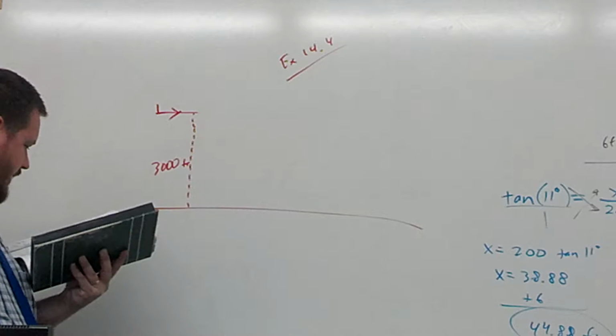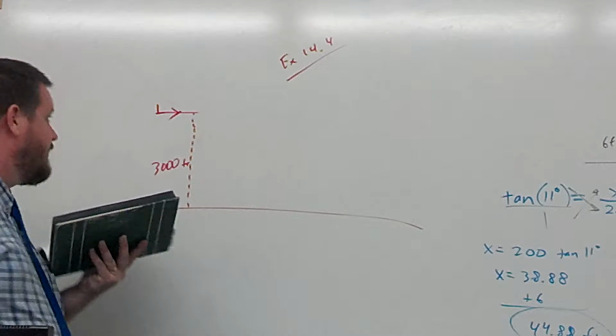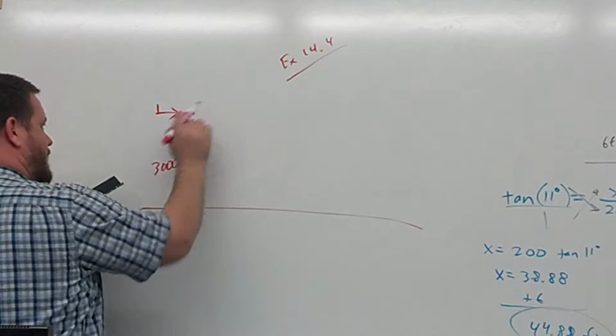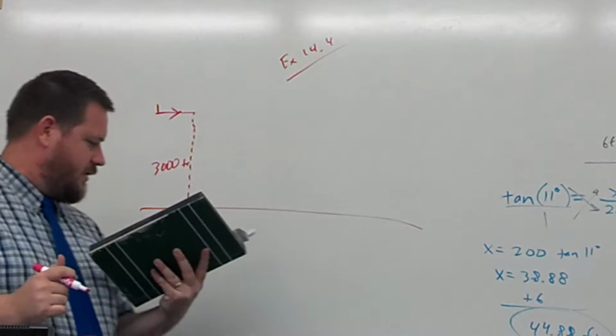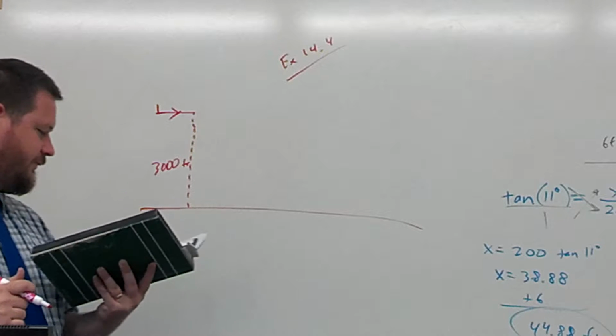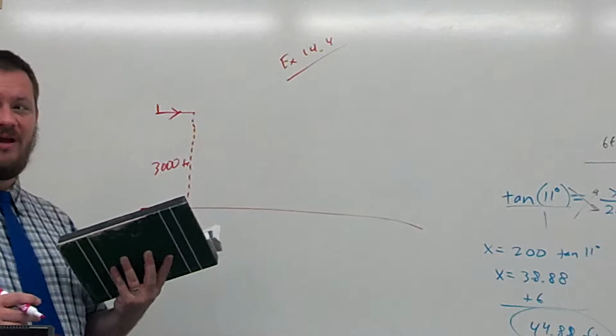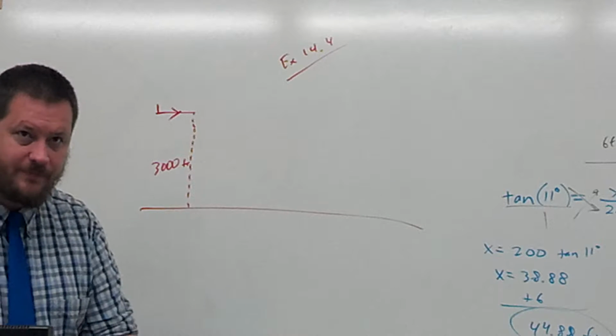3,000 feet above the ground. The pilot, the guy sitting right there in the cockpit, sights an object on the ground. So he sees something on the ground at an angle of depression of 26 degrees.